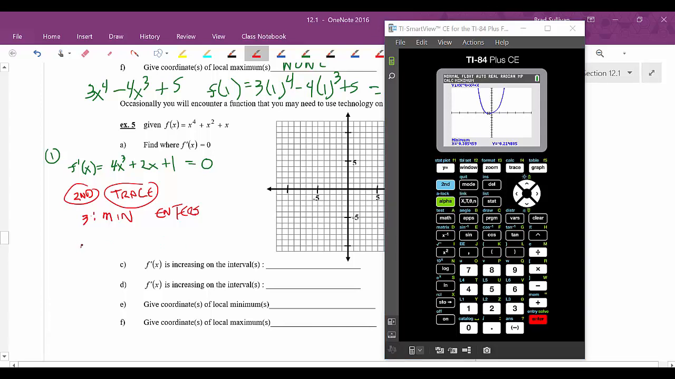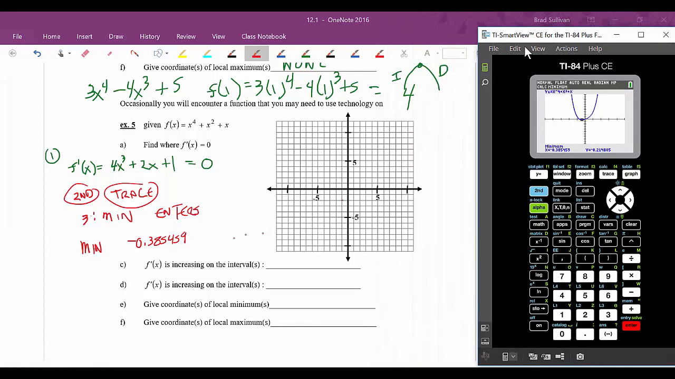So what you'll do is you get this minimum is coming out. Boy, I'm having a hard time seeing that. Is negative 0.385459. So we just use that X value like that. So what we'll do is I'm just going to round this to negative 0.39.